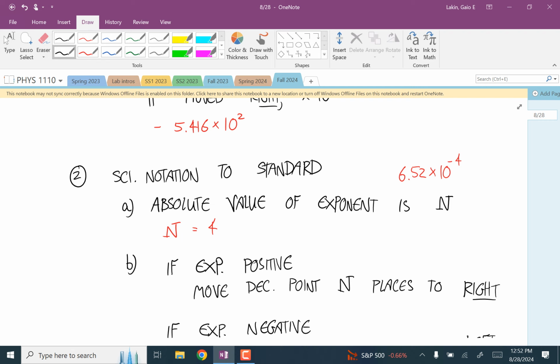Any questions about that? We're not going to use that in this class because I don't care about significant figures, but if you skip the times 10 to the whatever part and you have it written in scientific notation, every digit is significant.